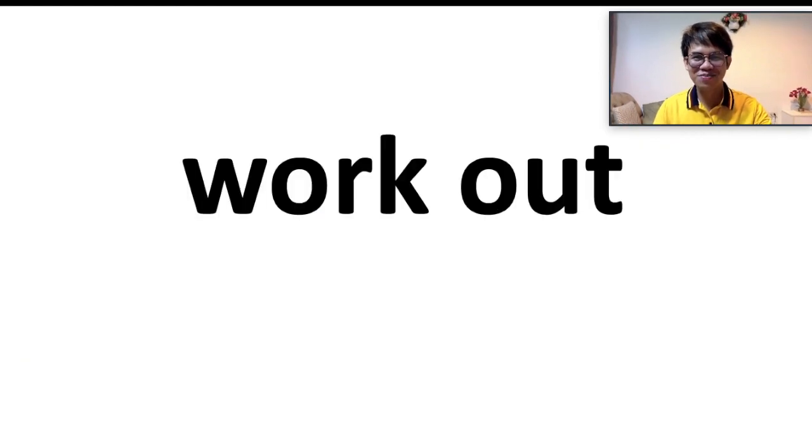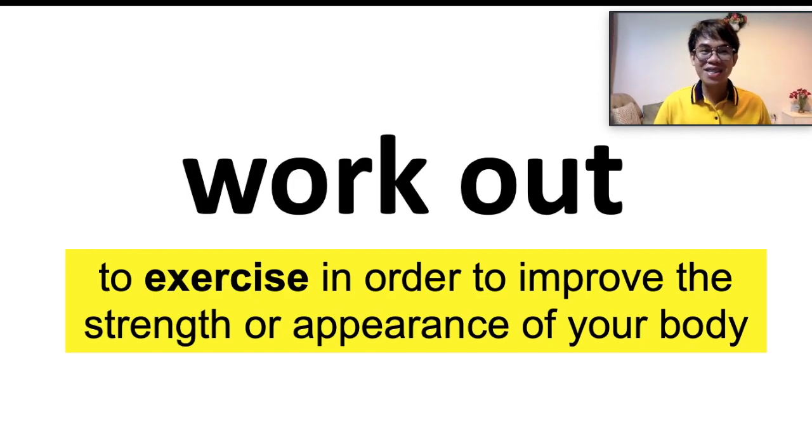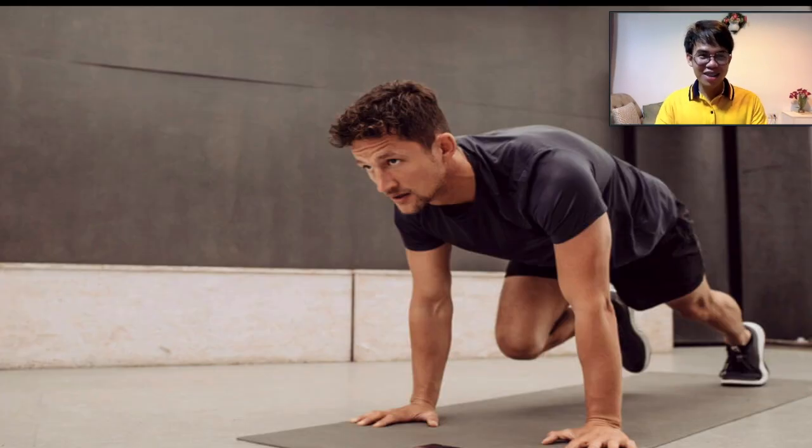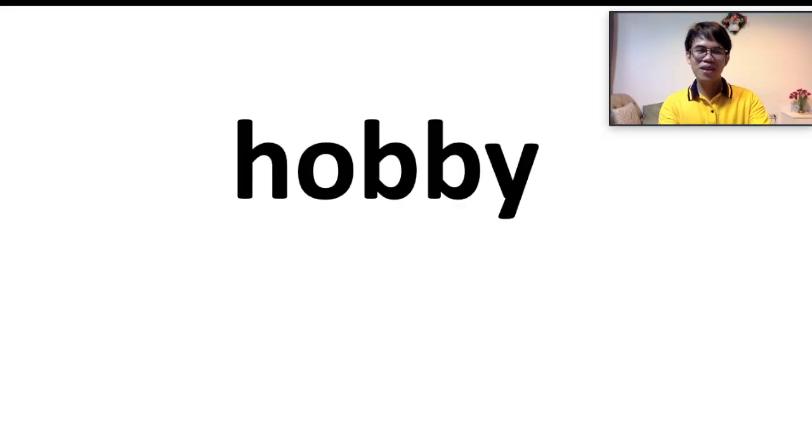Let's start. The first vocabulary is work out. Okay? What does work out mean? Work out means to exercise in order to improve the strength or appearance of your body. So you work out means you exercise to build muscles in your body. Okay? To build the appearance of your body, to make it muscular. Work out like this, like what the guy is doing. This is workout.